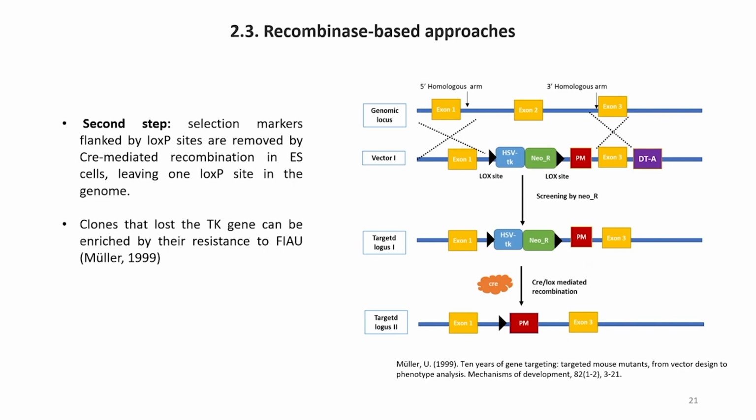The clones that lost the TK gene can be enriched by the resistance to FIAU selection. So, finally, we lose these genes over here and then we only have exon 1 and exon 3 with a point mutation in between. So, this is how the recombinase or the Cre-Lox recombination system is used to create a knockout.